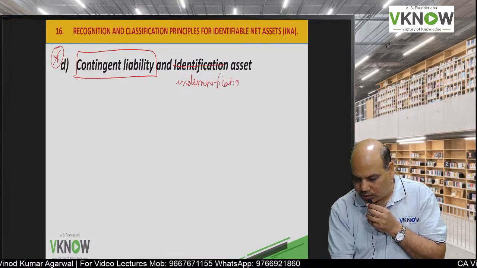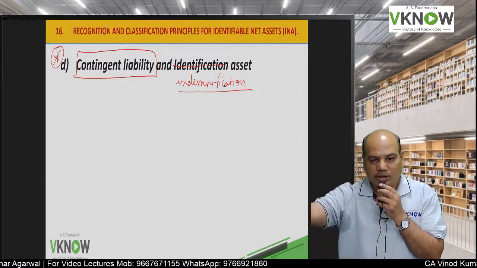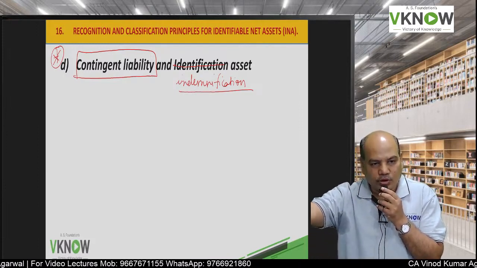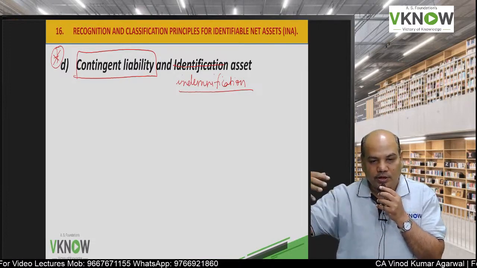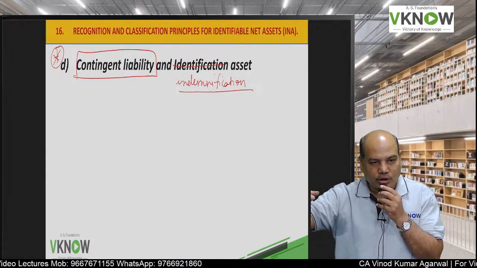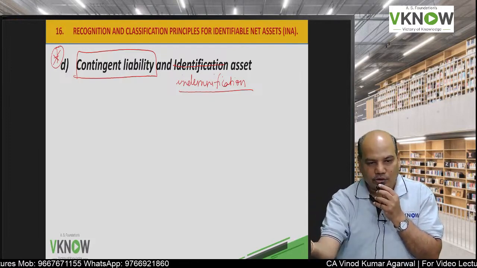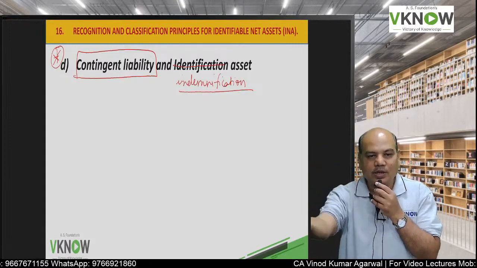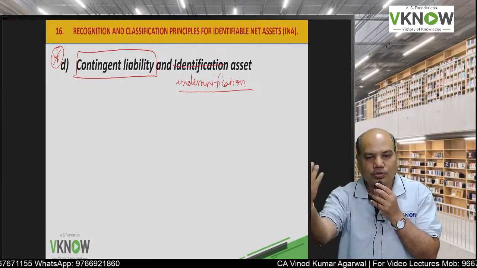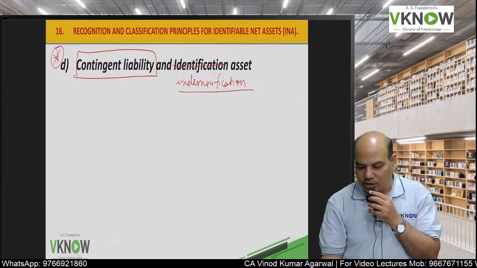Like there may be some liability in the contingent liability in the books of acquiree. There is a court case going on, and we are not able to decide whether we should acquire this company or not because of the ongoing court case. The acquiring company says, don't worry, if you incur any loss, we will indemnify you. We are going to compensate you. So that is called indemnification asset.